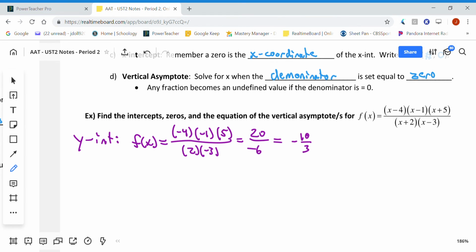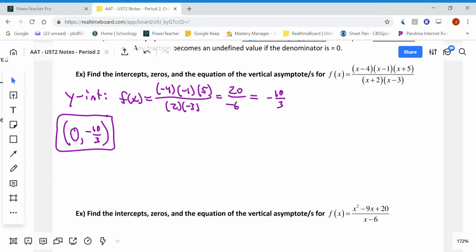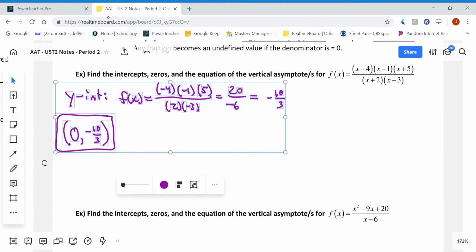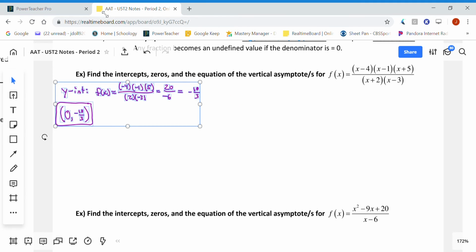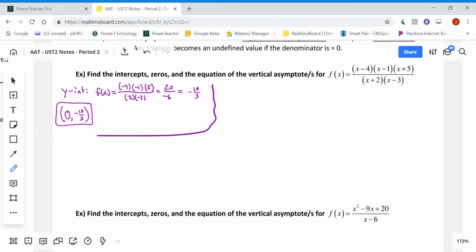All right, so then my y-intercept, that's the y-coordinate, obviously. My y-intercept is going to be 0, negative 10 thirds. If you wanted to write that as negative 3.3 repeating, that would be fine as well. And then I'm going to shrink this because I wrote much bigger than I think I meant to. All right, so let me just kind of box that off there. So let's talk about our zeros and our x-intercepts. For those, we only care about the numerator.